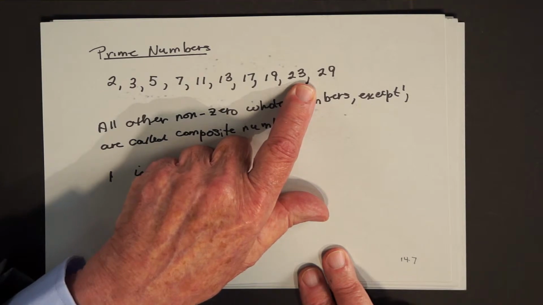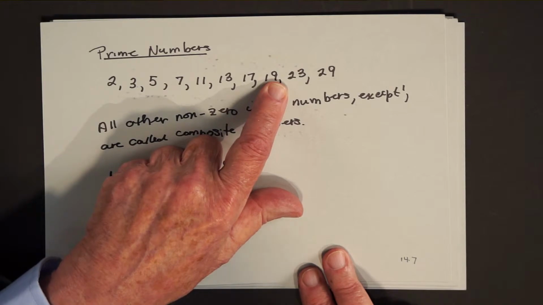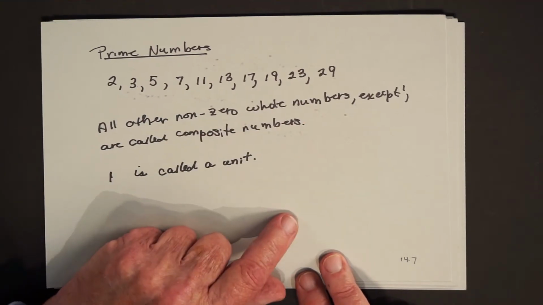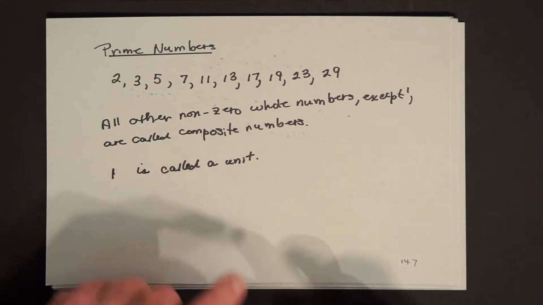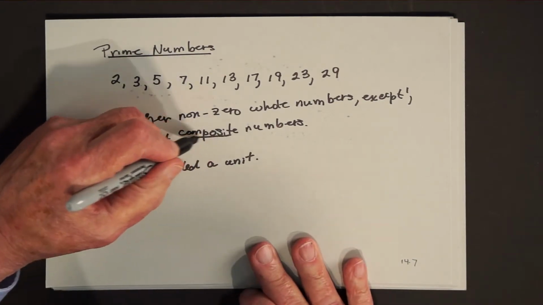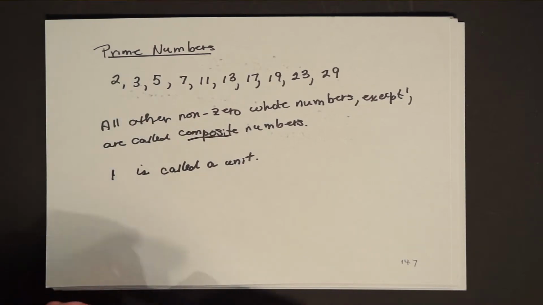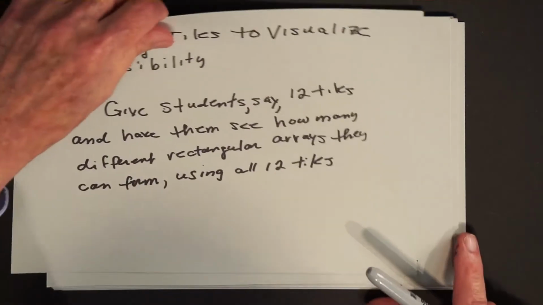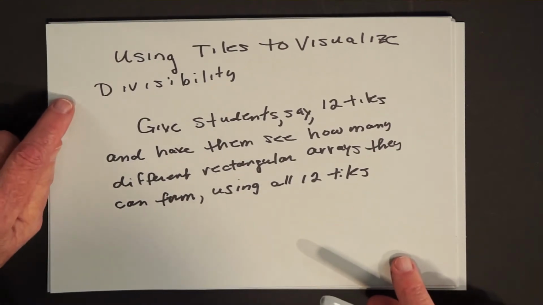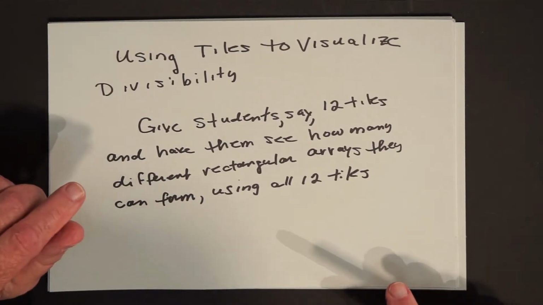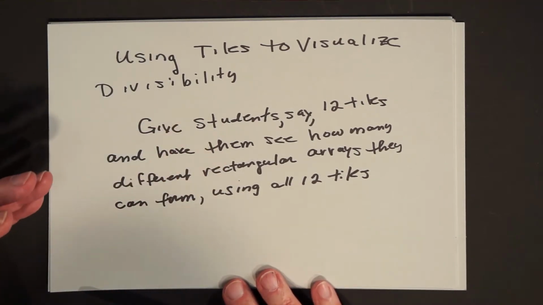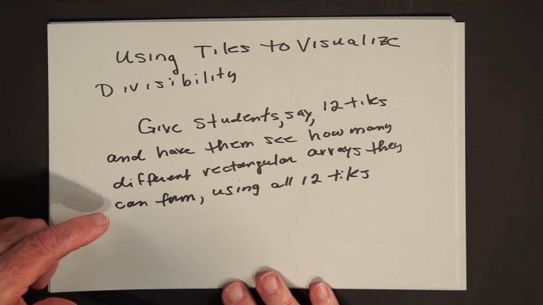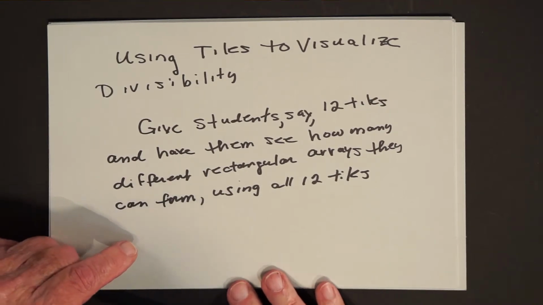Why isn't 27 a prime number? Because it's 9 times 3. Why isn't 21 a prime number? Because it's also 3 times 7. If a number is not prime and it's greater than 1, we call it a composite number, and we give one a special name. One is called a unit. Now, the point is that we can use tiles to visualize divisibility. And here's an interesting experiment. Give the students, for example, 12 tiles and have them see how many different rectangular arrays they can form using all 12 tiles.